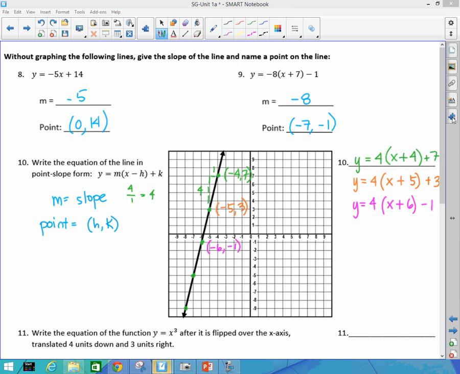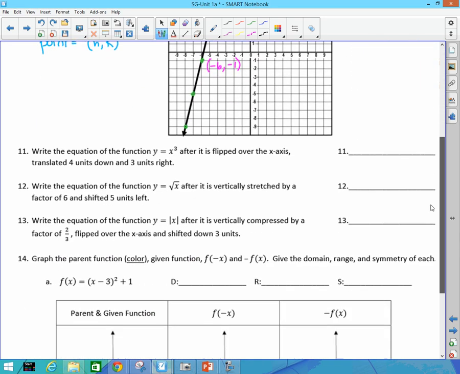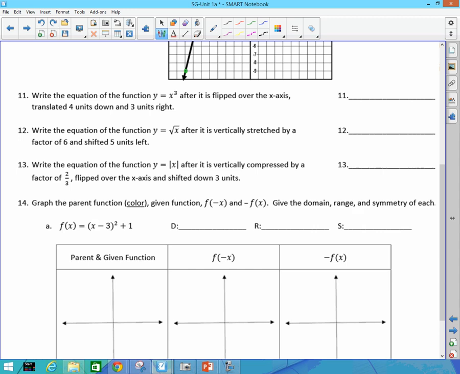Okay, let's go to number 11 and writing our transforming of functions. Okay, so we had this first one. Write the equation of the function y equals x cubed after it is flipped over the x-axis. Okay, so flipped over the x is this way. That means it's affecting my y. Okay, and that means it's going to go on the outside, and we're going to have a negative sign. Hopefully y'all remember that. Translated down 4 units.